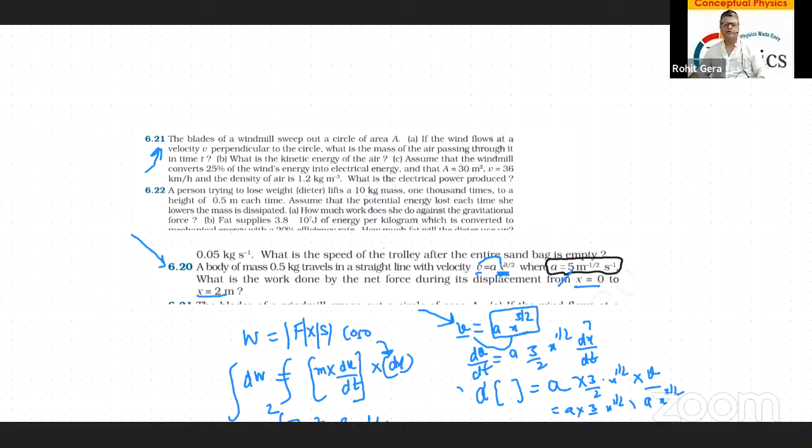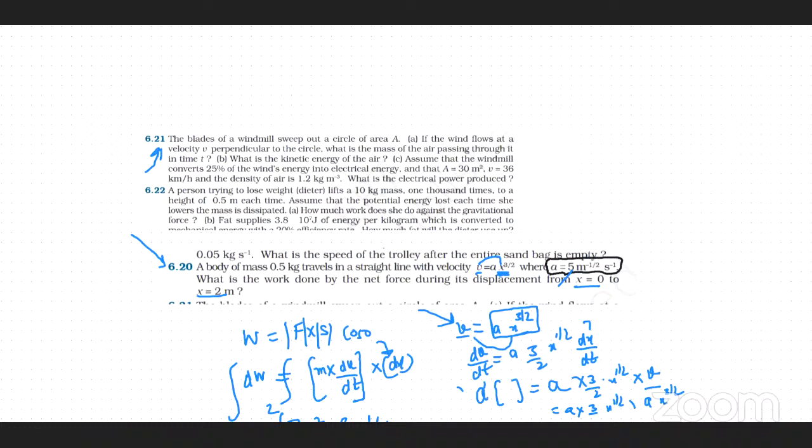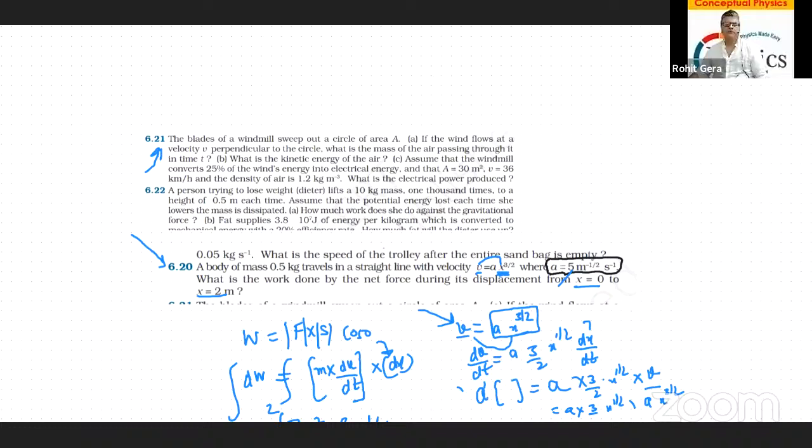ये क्या हो रहा है? 200 मीटर, 200 स्क्वायर मीटर. अच्छा, you have directly done it. हाँ ठीक है, 200 स्क्वायर मीटर. Yes.